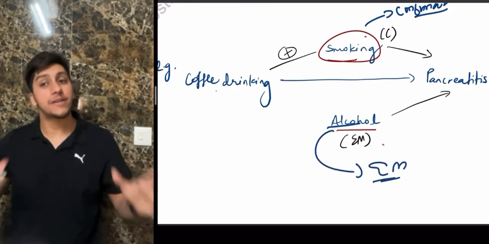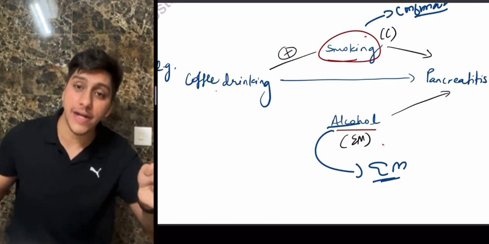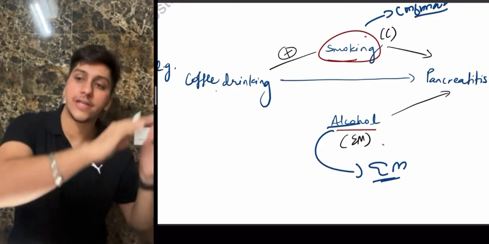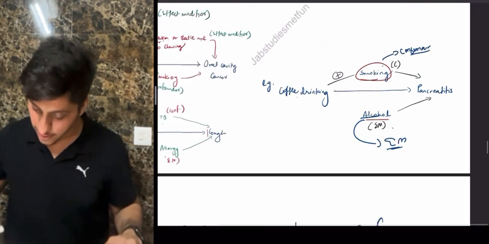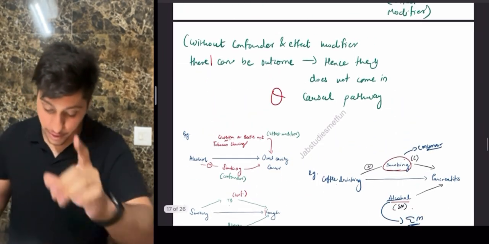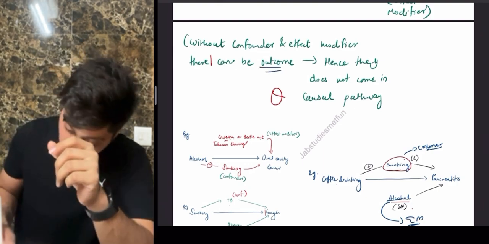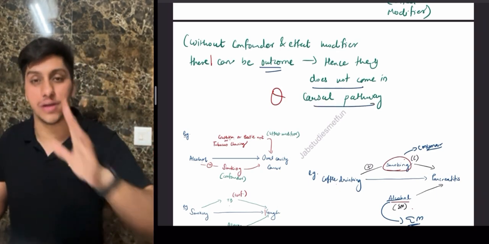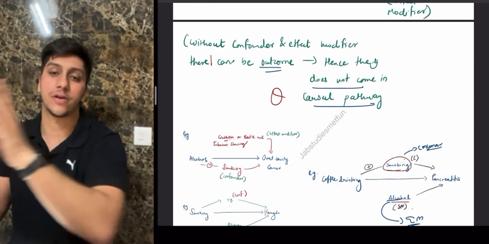So simply, effect modifier is something which is only associated with the outcome, while confounder is something which is associated with both the exposure and the outcome. Remember, a confounder will not change the path of the causal pathway. Coffee drinking will cause pancreatitis whether there is smoking or not. I hope you understood this. Next, matching. Now, if they ask you, see, this question was over here. Remember, without a confounder or effect modifier, there can be an outcome. That's why they do not come in the causal pathway. The boyfriend is going to propose to the girl even if the common friend is there or not there, even if that girl's best friend is there or not there.